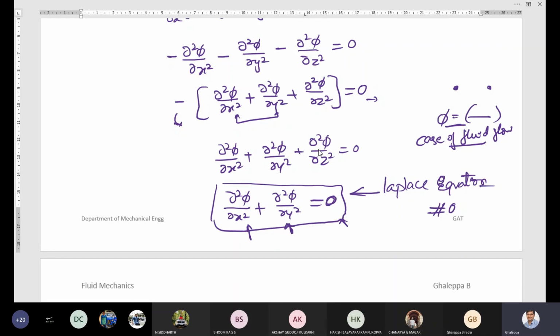Understood? There are some numericals, we will solve them later. You will be given some function phi. Some equation will be given, like phi is equal to 2x square plus 4x. Using this velocity potential function, calculate the Laplace equation. If you get 0, then it is a case of fluid flow, meaning the fluid is flowing from one point to another point in a pipe. If it is not equal to 0, then the fluid is not in motion. It may be at rest.